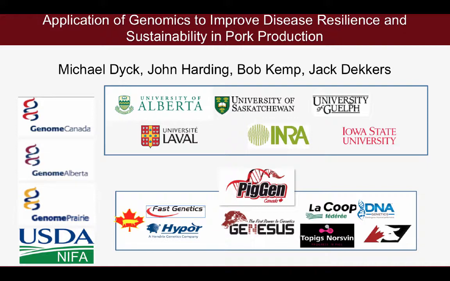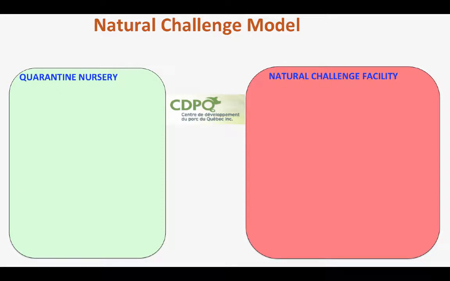This project is financed by Genome Canada, Genome Alberta, and Genome Prairie, as well as a grant from USDA NIFA, and involves collaborations from multiple universities and from members of the PigGen Consortium, which is a consortium of breeding companies in Canada. An important component of this project is the establishment and use of a natural challenge model to characterize and quantify the genetic basis of resilience to disease in grow-finish pigs.